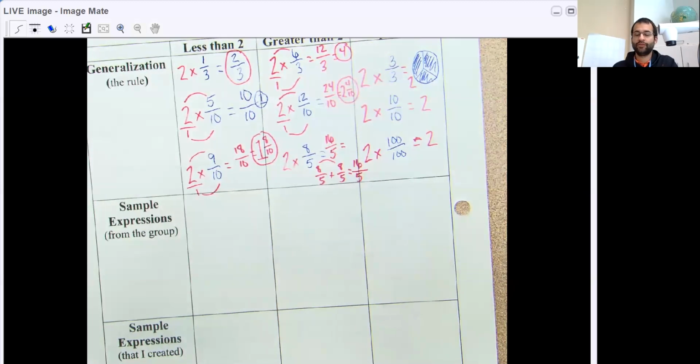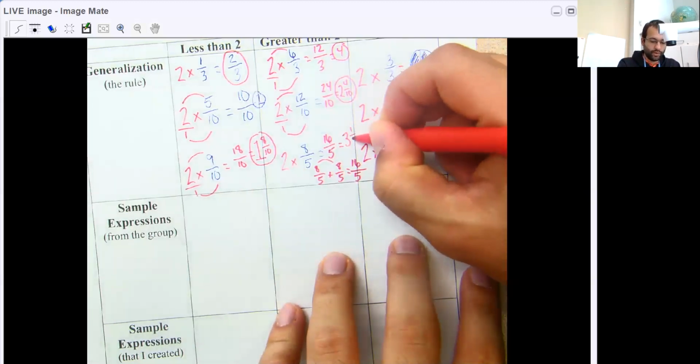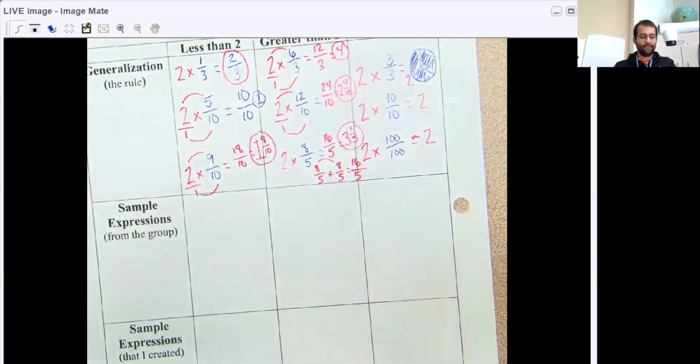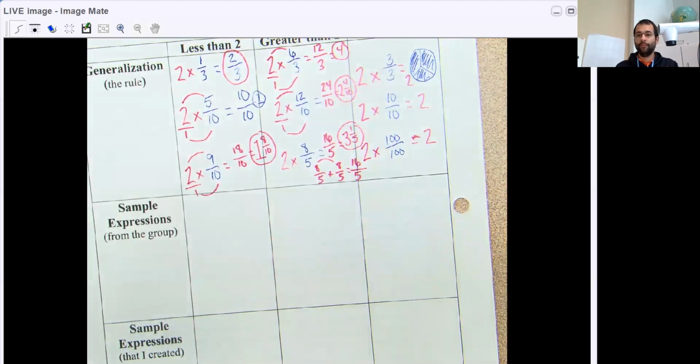That's improper, so let's think, how can I make that into a mixed number? 5 can go into 16, 5, 10, 15, 3 times, and then 1 left over to get to 16. So 3 1/5. And look how that's over 2. So let's recap, because now you're going to create some samples in your box with your teacher, and then you're going to do some on your own.